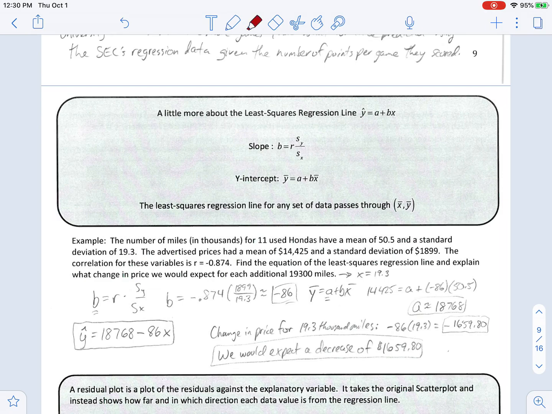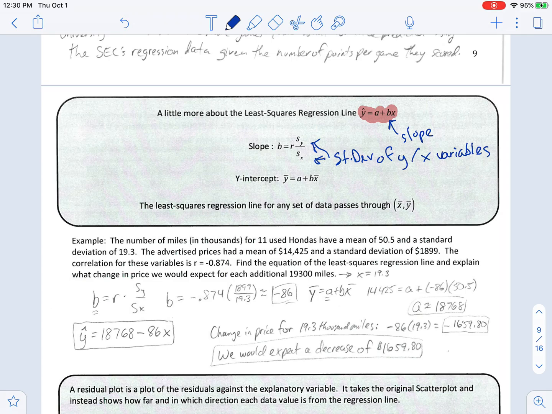Here are 2 equations that are on your formula sheet. Keep in mind, given this format, b is slope. The slope can always be equal to r, the correlation coefficient, times the fraction s_y over s_x, and those are the standard deviations of the y and x variables.